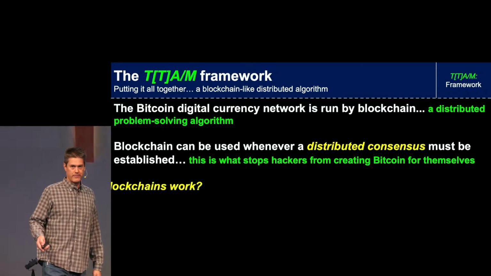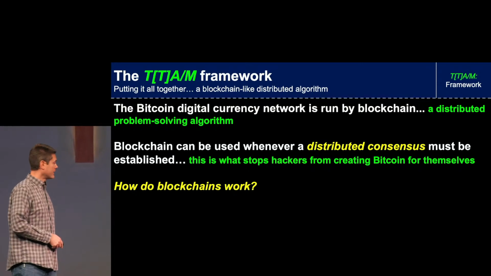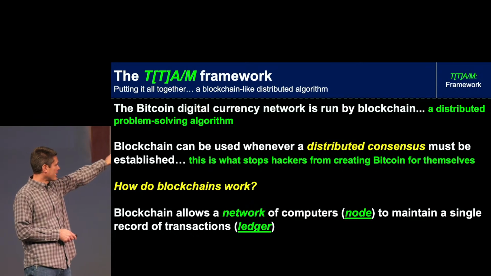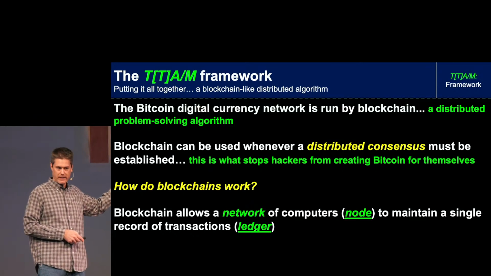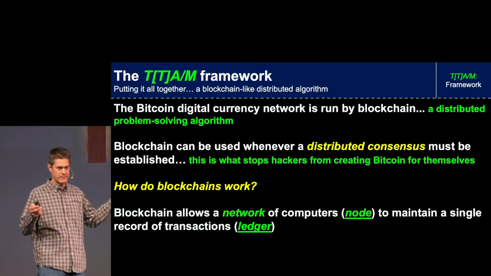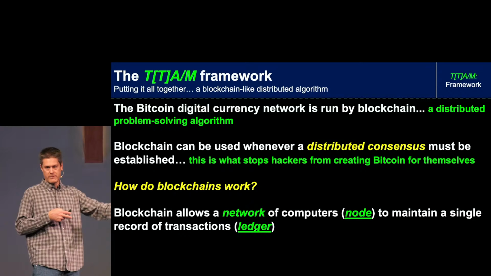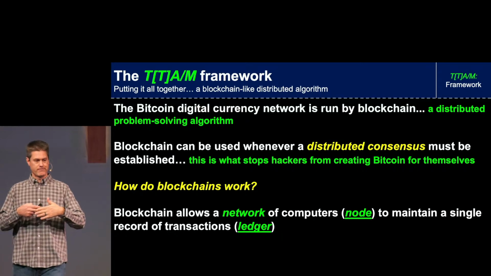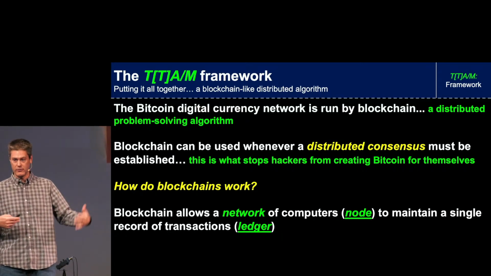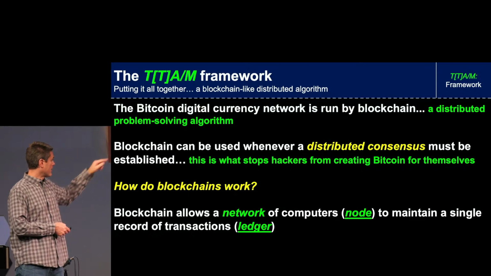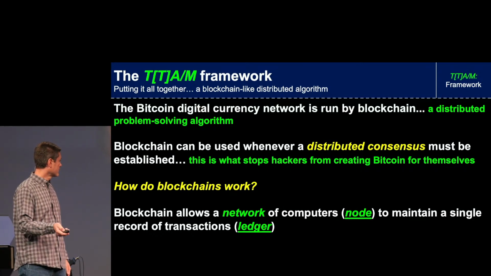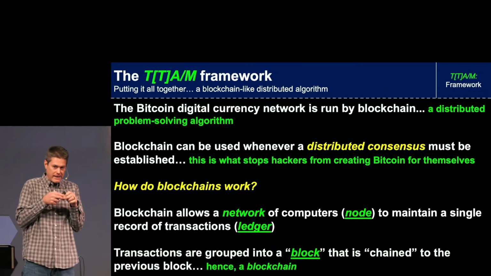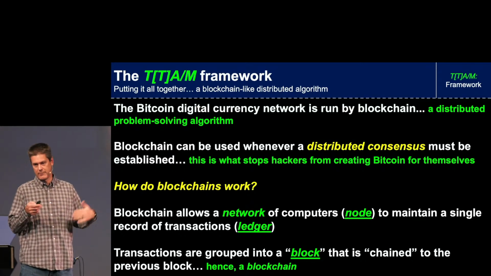So how does blockchain work? Well, I've hinted at a little bit. It's on a network of computers, which are called nodes in blockchain, and they maintain a single record of transactions. Again, it's primarily for accounting purposes, money purposes, or in other cases, tracking a supply chain, things like that. But they keep something called a ledger, which is exactly what it sounds like. It's a record of transactions, and it's maintained on every node. In addition to that, they group these transactions into something called a block. And that block is then chained to the previous block, hence the name blockchain.